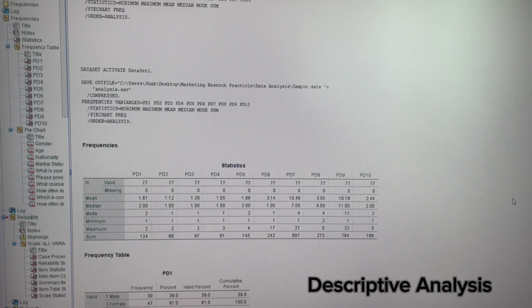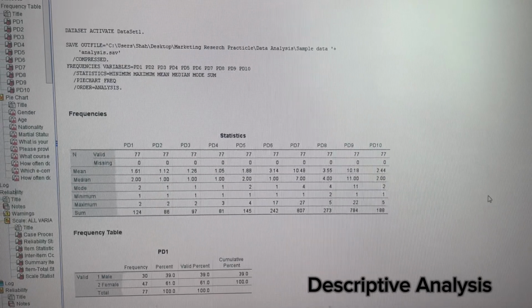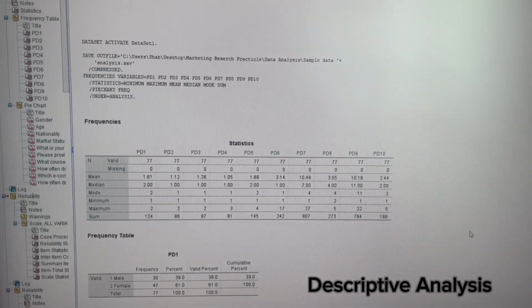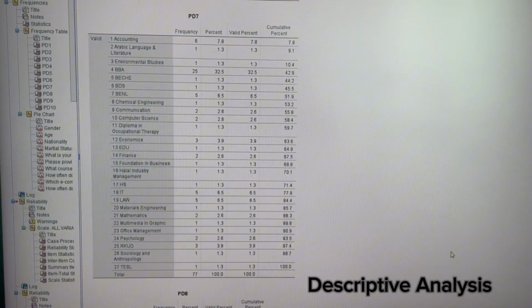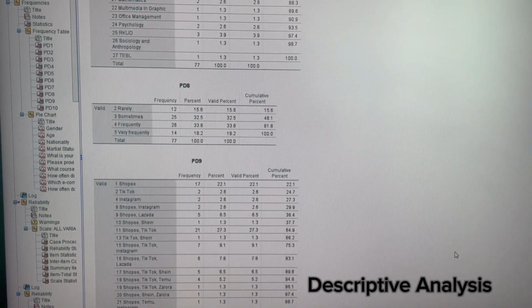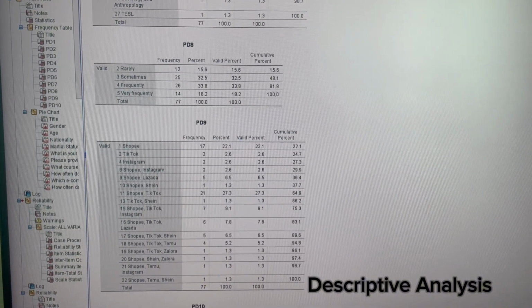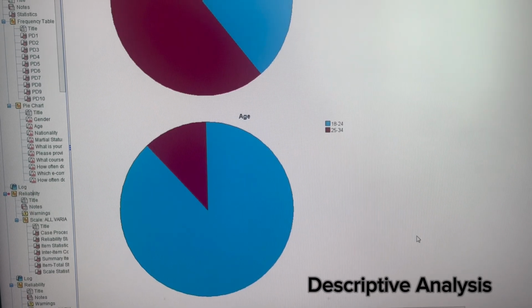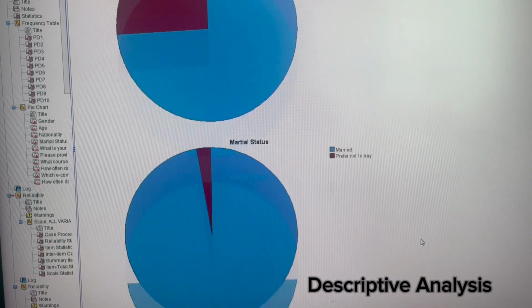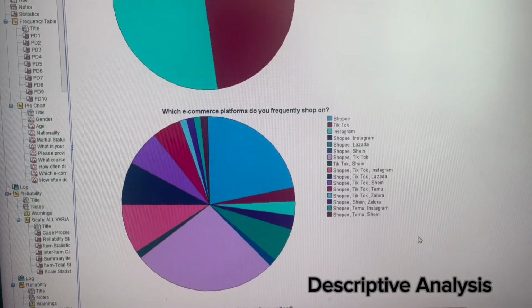So we will begin with the descriptive analysis. In this part, SPSS provides basic summary statistics for our dataset, such as the mean, standard deviation, minimum, and maximum values. These are useful for getting an overview of our data distribution. As you can see in the table, the variables in our dataset have different ranges and distributions. This gives us a preliminary understanding of our data before we move on to the more advanced analysis.